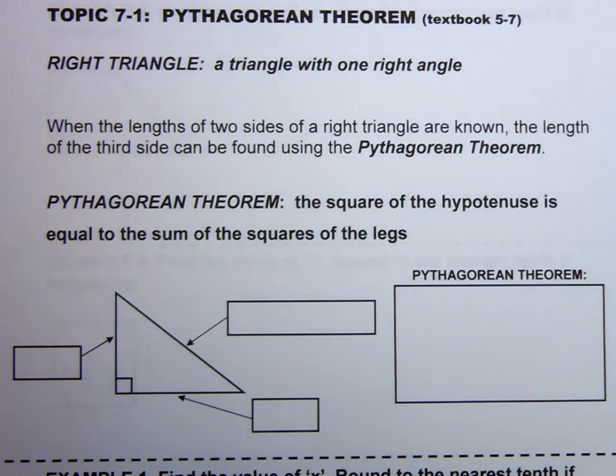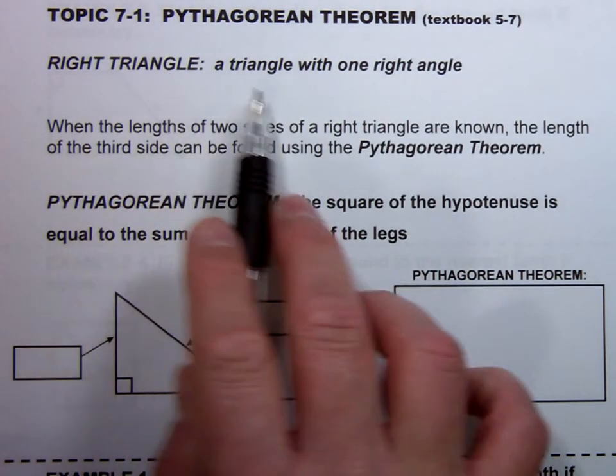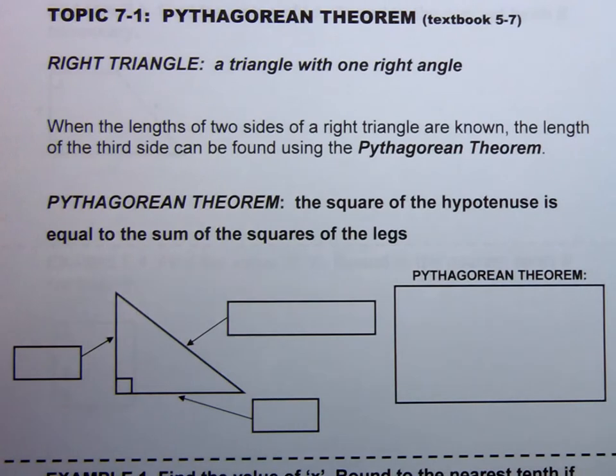All right, we're going to talk about the Pythagorean theorem. The Pythagorean theorem is used with right triangles, and a right triangle is simply a triangle with one right angle. Every triangle has two acute angles, but if it has one right angle, that makes it a right triangle.